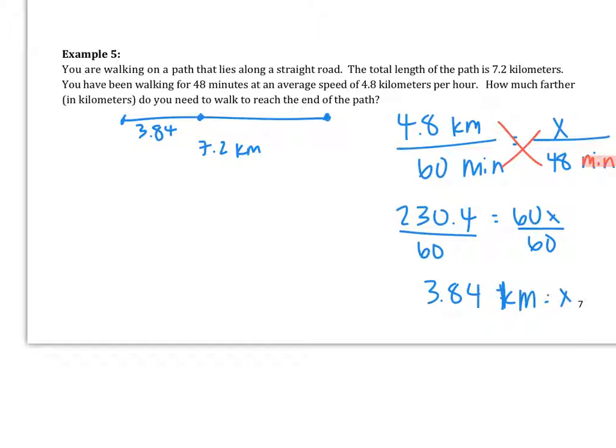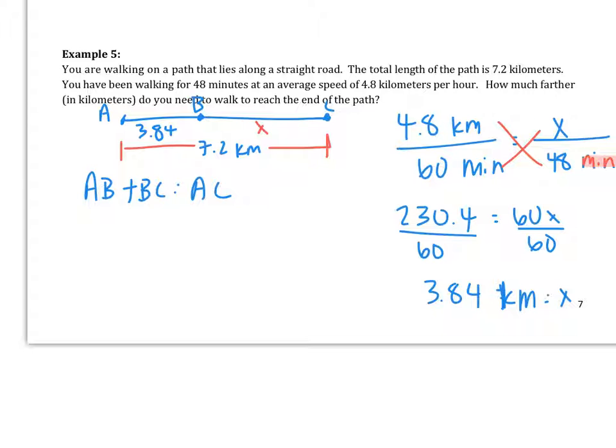I'm going to call that x again. It's a different x than before. So this goes all the way to the ends. The first part is 3.84. The second part is 7.2. So if we label our points here, we've got our segment addition from yesterday. AB plus BC equals AC.